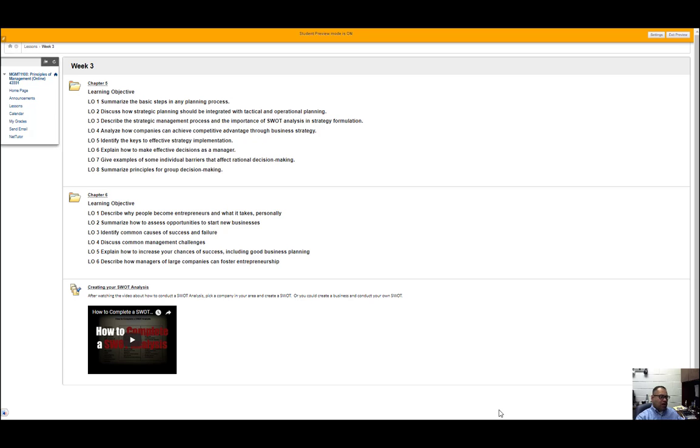But then the opportunities, the O and the T in the SWOT, are external. What are some of the external factors of our business that could be opportunities?